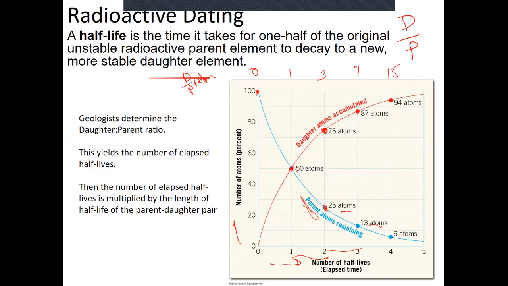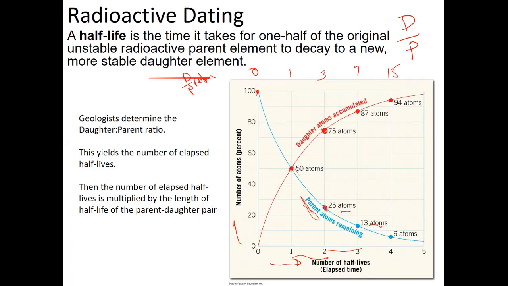So you can see, when we look at a sample, say a mineral, we can crush it up and put the sample in what's called a mass spectrometer, which can measure how much there is of each element, even each different isotope of each element. So you can measure the amount of parent and daughter in a sample, say a mineral crystal. And looking at the ratio of daughter to parent tells us how many half-lives have elapsed. If we know the half-life of that radioactive parent and stable daughter pair, then we simply multiply the number of elapsed half-lives by the length of that half-life.